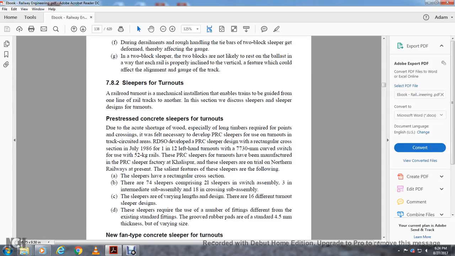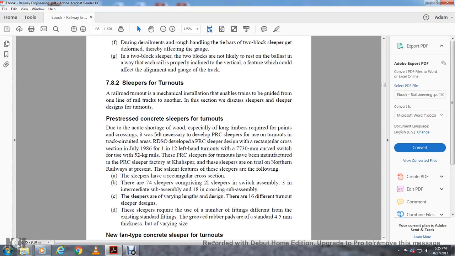Developing a PRC sleeper design with rectangular cross section in July 1986 with a 1 in 12 left-handed turnout with a 7,330 millimeter curved switch for use with the 52 kilogram rail. The PRC sleepers for the turnout are manufactured at the PRC sleeper factory at Kalispera, with the sleepers on trial with the Northern Railway.